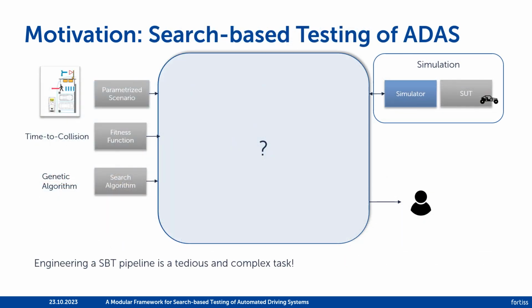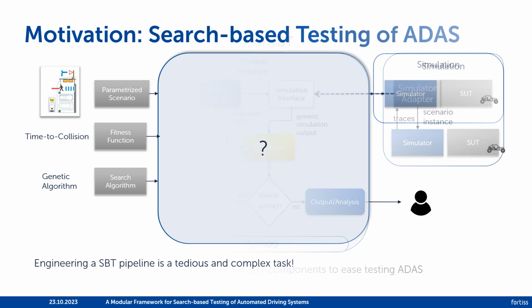To perform search-based testing of automated driving systems, one needs to provide different search-based testing components such as the scenario, the fitness function, the search algorithm, and integrate the simulator, but also to provide an output analysis for the user. The question is now, how can I engineer a pipeline which I can use with different search-based testing components for different use cases without the burden of implementing the connections between the components from scratch?